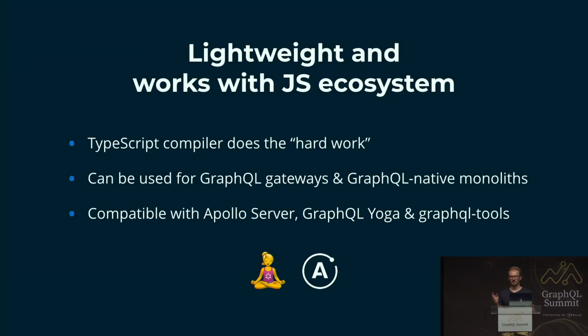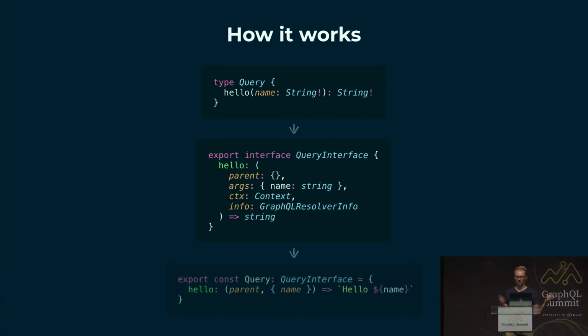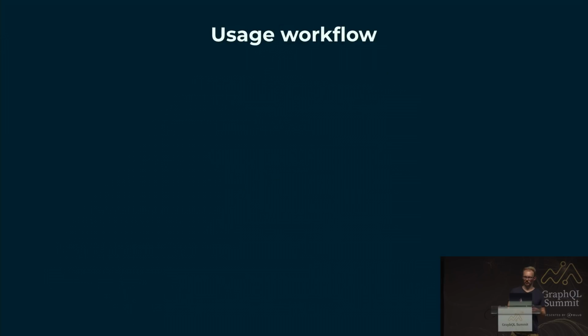And I think the neat trick here is that GraphQL Gen doesn't really do all of the hard work. It's rather that it provides the foundation so that the TypeScript compiler can do all of the hard work. So how it works, just as we've seen before, we have our GraphQL schema definition, we generate interfaces, we now need to implement these interfaces, and the workflow looks basically like this.